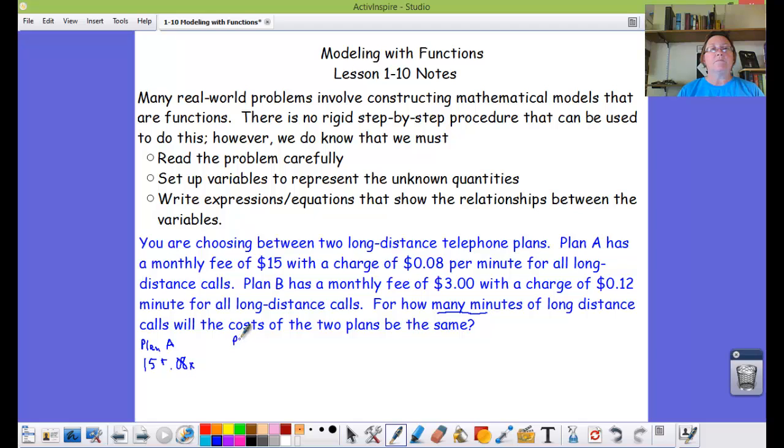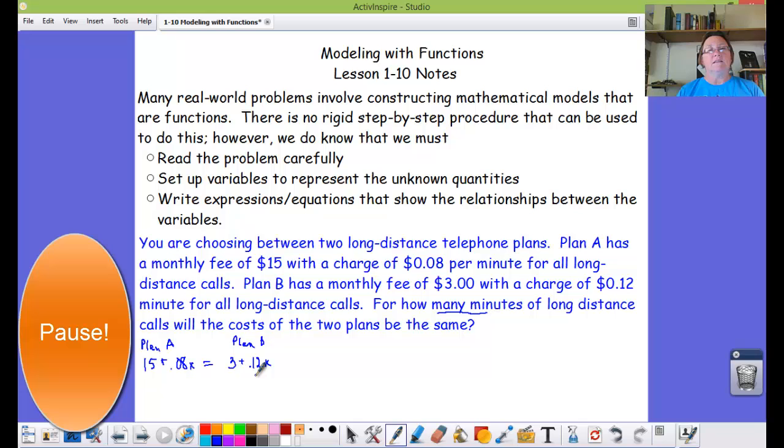Plan B, well, it's similar, of course. It has a $3 upfront charge, and then the per minute was 12 cents for every long-distance minute. The question asks us for how many minutes it would take those 2 plans to be exactly the same. Well, folks, that tells us what we need to do. We want to know when Plan A is equal in cost to Plan B. And we've set up now an equation that shows the relationships between the variables. Now it's up to us to solve it.